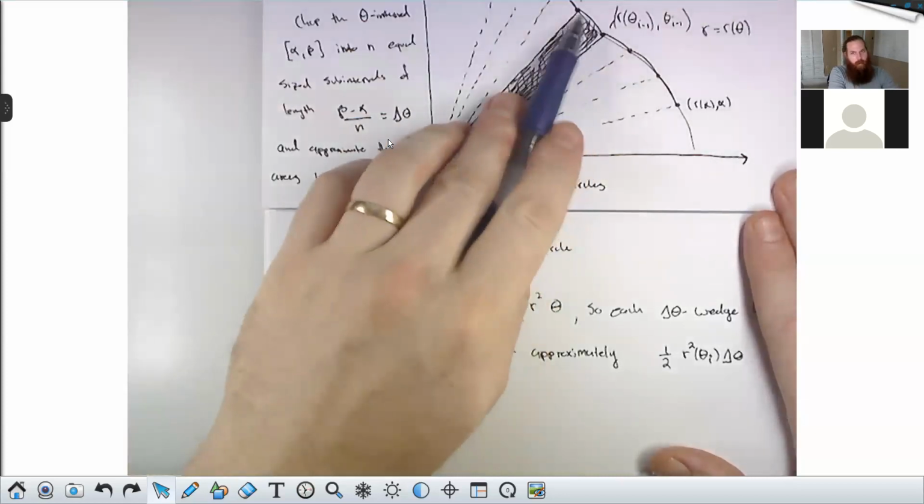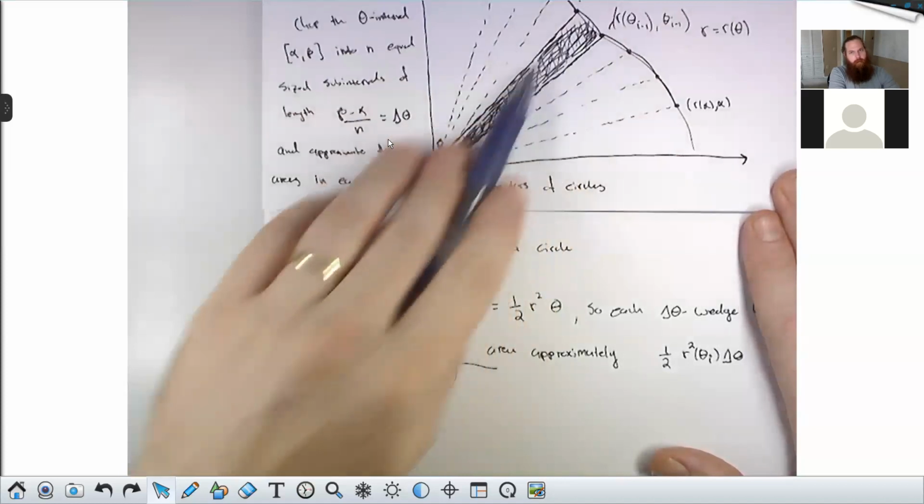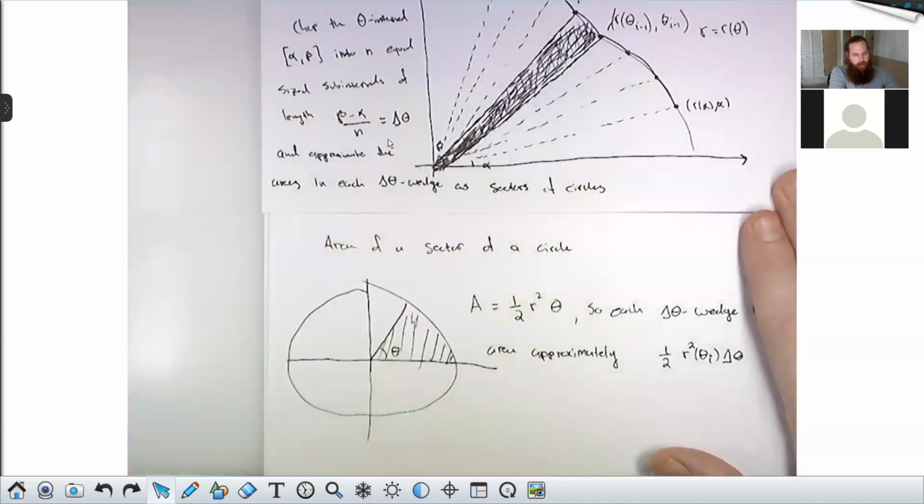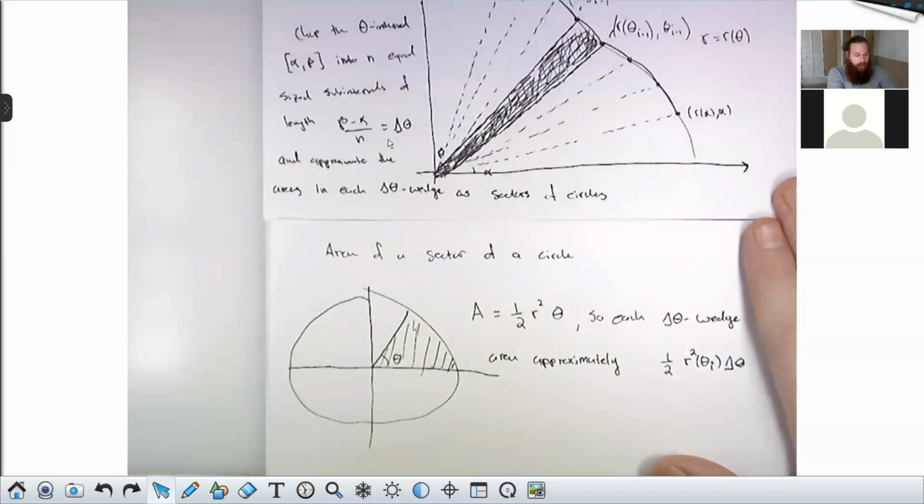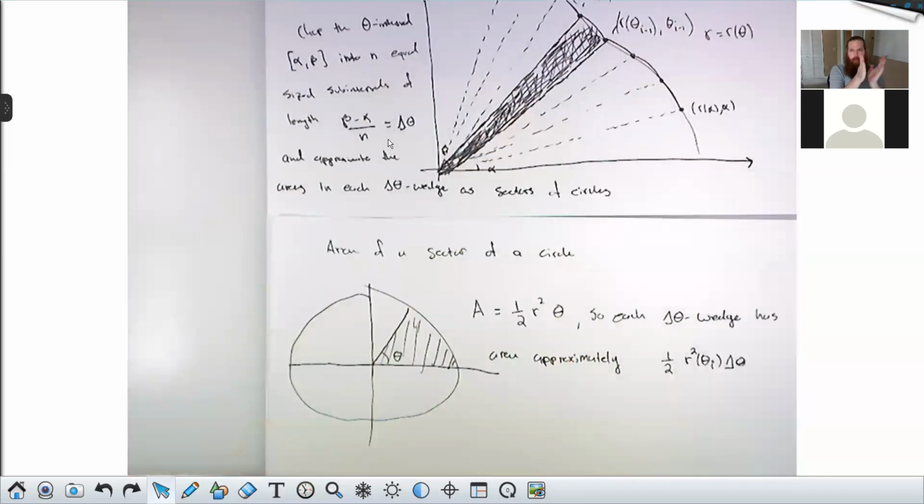So I pretend like this wedge is actually a part of a perfect circle, even though it's not, right? Because my curve does all sorts of weird things. It's not a circle. I just pretend like each wedge, because they're small enough, I can approximate them as circular wedges. If they were a perfect circle, then this would be exact. But as it is, it's just an approximation.